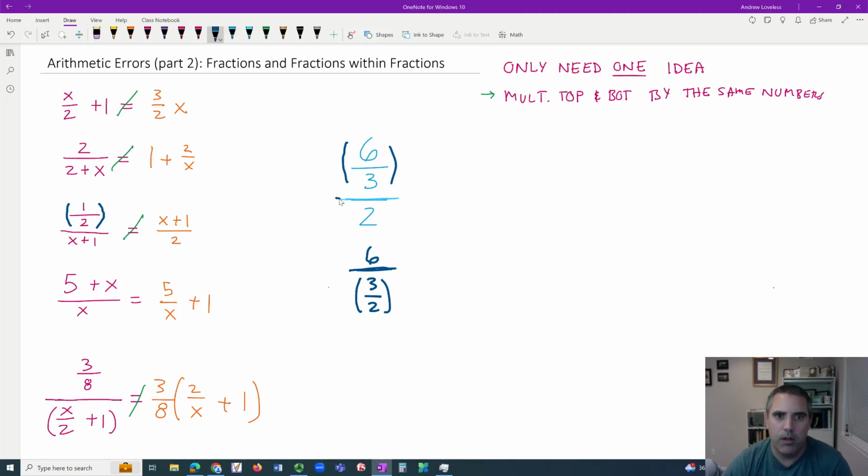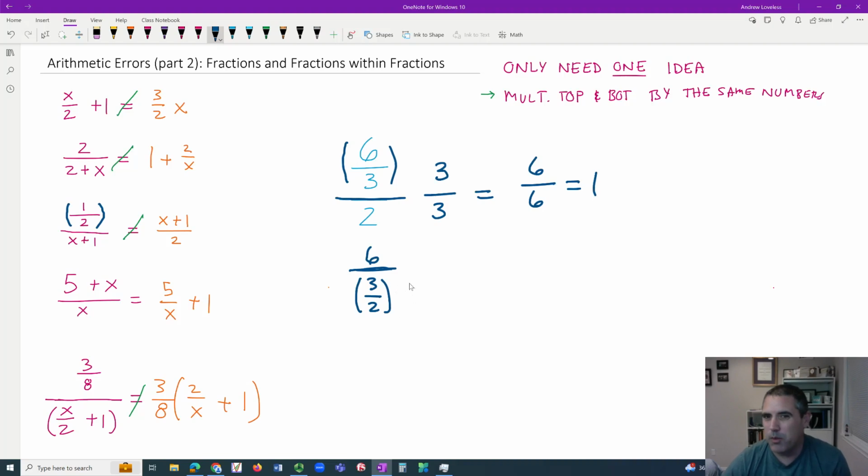We find the big bar, which is this here, and I multiply top and bottom of that by something that will get rid of one of my fractions. And that something would be 3, because when I multiply this by 3, those 3's will cancel. And this will become 6 on top, 6 on bottom, and it's 1.